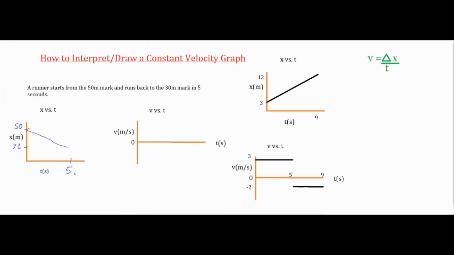Now for the second part, we have to make sure we calculate the velocity for the velocity versus time graph. We know that we're going a total of 5 seconds as we did for the first graph, but we just have to make sure we calculate the velocity. So we're going to go ahead and use this formula over here. Velocity equals delta x over t, and we know that delta x is a change in position, or the displacement, which is the final position minus the initial position. So I'm going to go ahead and solve for that velocity and then plot the graph.